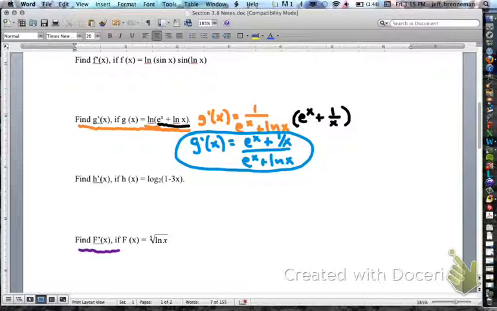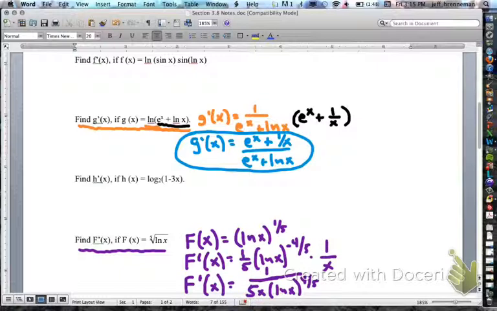Okay, let's see what you can do with this one on your own. F of x equals the fifth root of the ln of x. And I'd ask the substitute to just pause for just a minute or so until students finish this problem. And so hopefully you came up with an answer that looks something like this. And again, 1 over 5x times the ln of x to the 4/5. Feel free to keep it as a fractional exponent. That's perfectly fine.